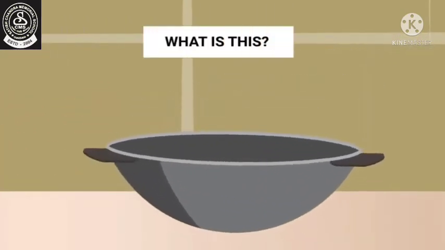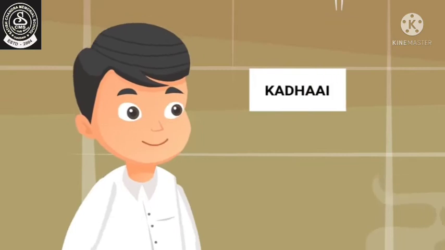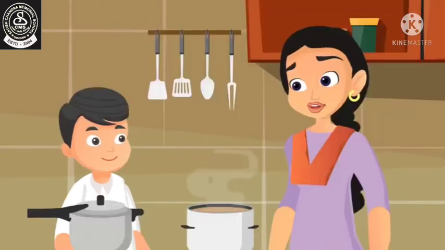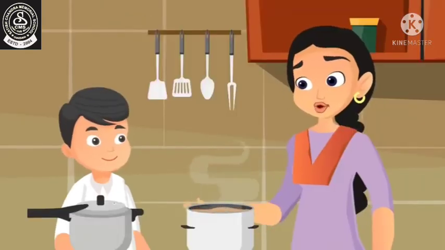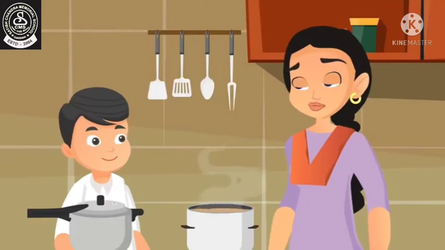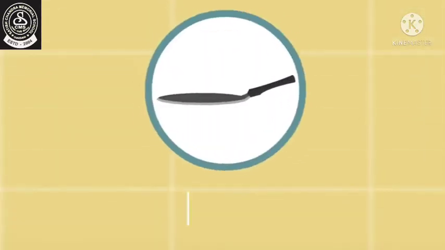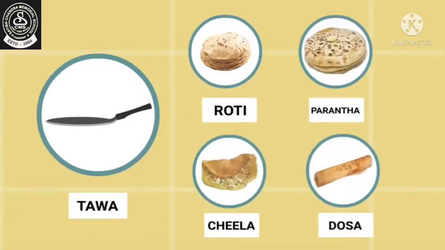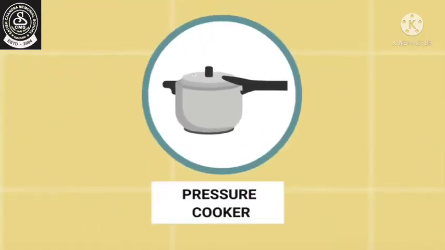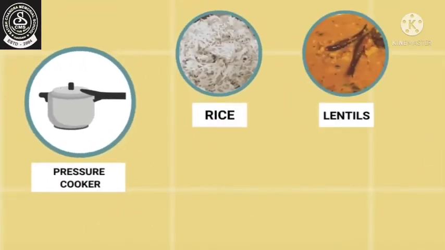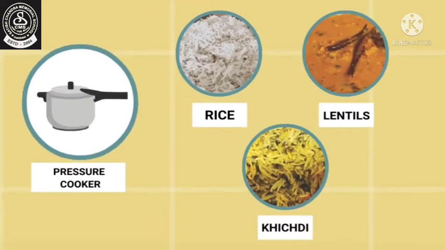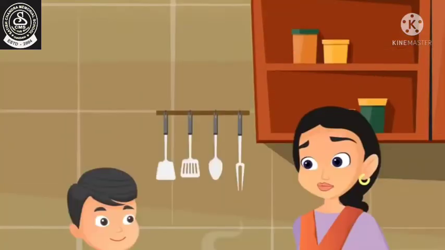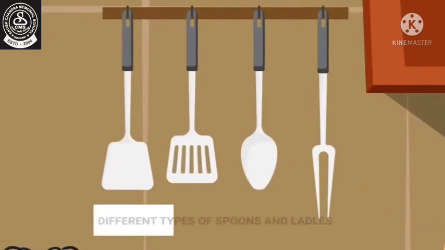What is this? कढ़ाई. Right. I use it for frying and cooking vegetables. This is a tawa. This is used for making roti, paratha, chila, and even a dosa. This is a pressure cooker. Items like rice, lentils, and khichdi are cooked in it. And these are different types of spoons and ladles.